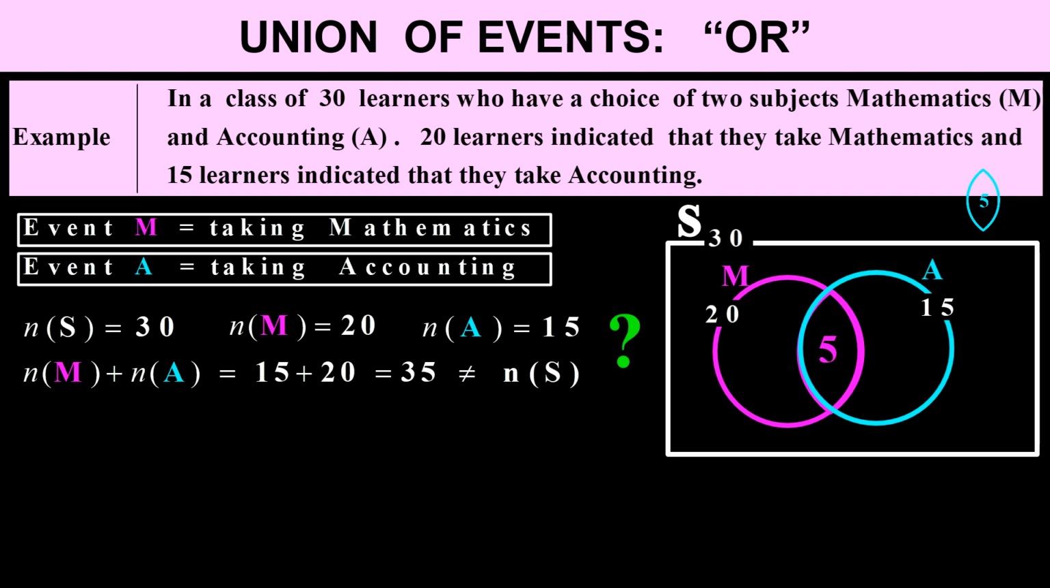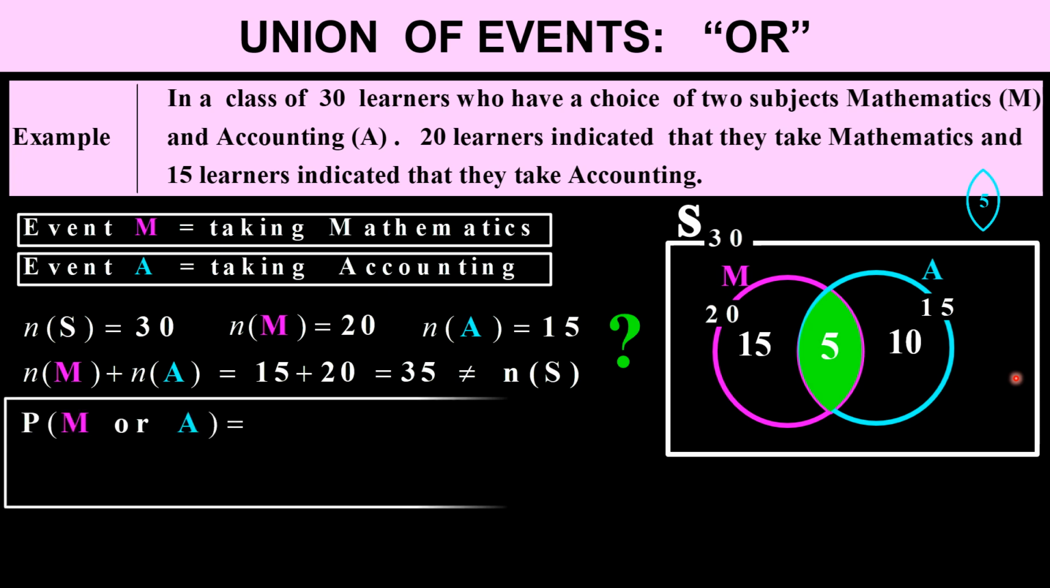Now we can calculate the remaining portion. I've got 5, which is those who take mathematics as well as accounting. Then 20 from mathematics minus 5 gives me 15. For accounting, 15 minus 5 gives me 10. Now 15 plus 5 plus 10 gives me my 30. So I've represented that properly in this Venn diagram.